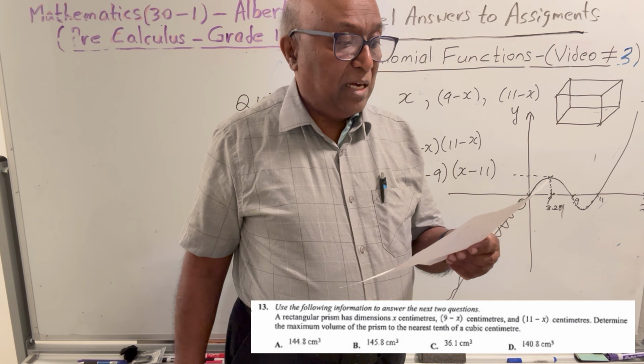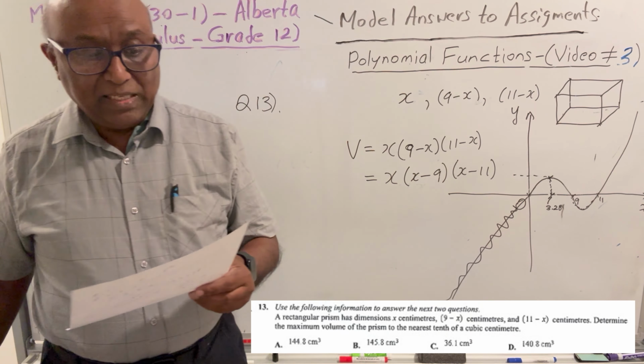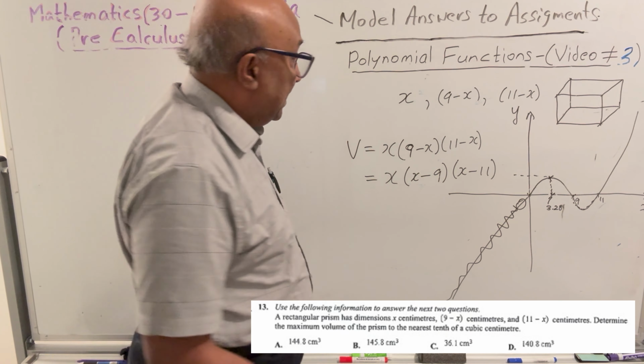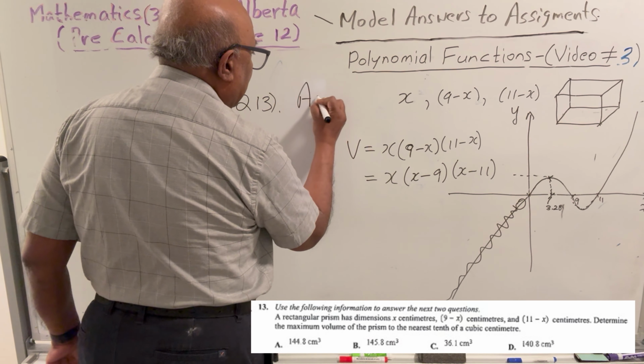C is 36. I think out of these values, when I check the value, this is the right answer. Right answer is A. A is the right answer.